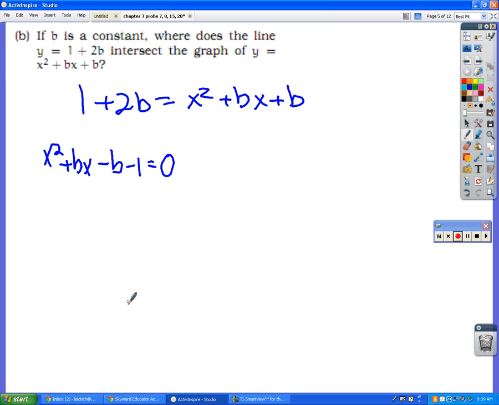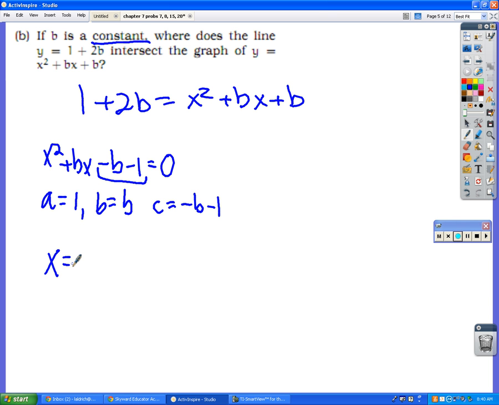I think you do have an idea. Quadratic formula will work, right? A is 1, B is, oddly enough, b, and C is this whole thing right here, -b minus 1, because it says b is a constant. So it's a little bit different than we've done before, but big kids, you can handle it.